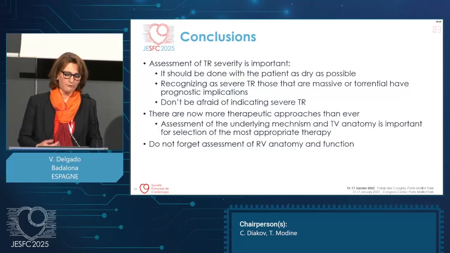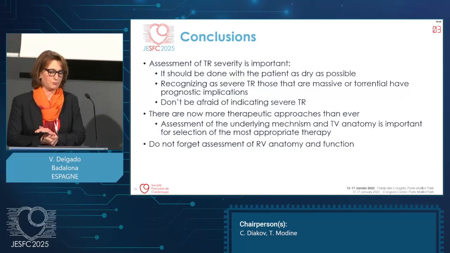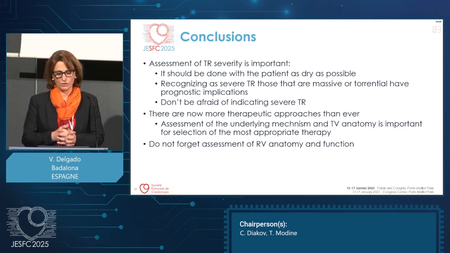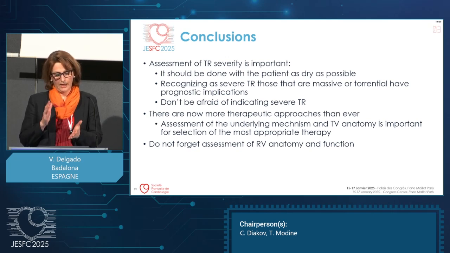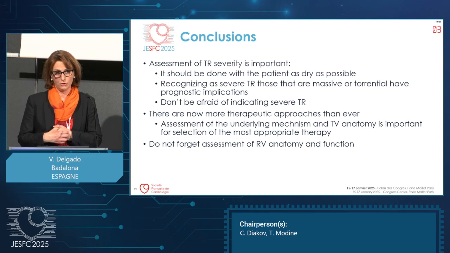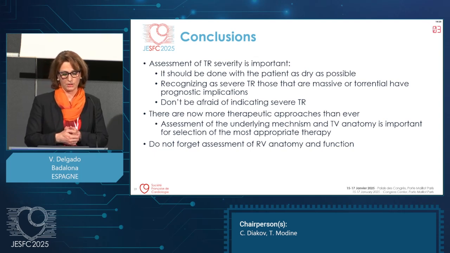Now, for me, in conclusion, the assessment of tricuspid regurgitation is important. It should be done with the patient as dry as possible, and recognizing a severe tricuspid regurgitation, those that are before those that are massive or torrential, because going to massive or torrential have prognostic implications, and don't be afraid of indicating in the report that this is a severe tricuspid regurgitation.